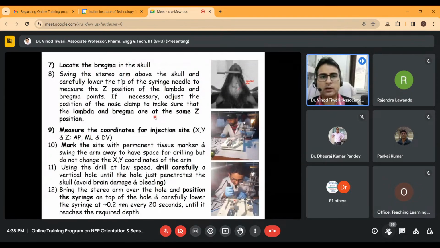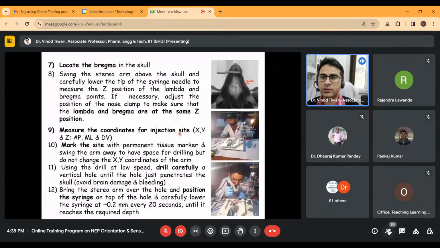And if there are certain differences, you have to adjust the position of the nose clamp to make sure that the lambda and bregma are at the same Z position, same Z plane. And that way, your injection will be in the right position. And then after that, you have to measure the coordinates for the injection site. Now, you want to inject one of the 1,000 brain regions which are present deep down there.